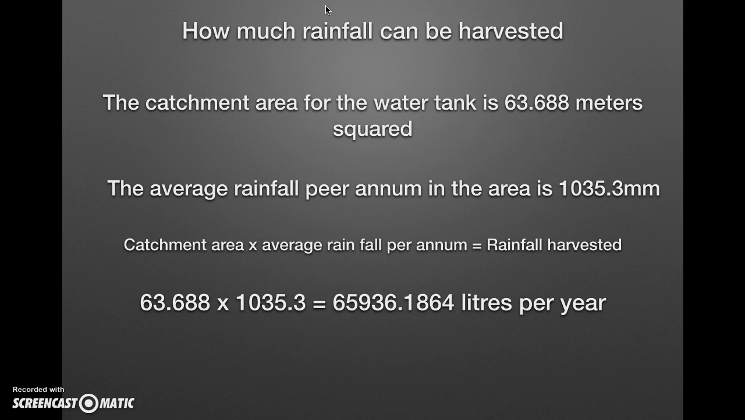How much rainfall can be harvested? Catchment area for the water tank is 63.688 metres squared, and for every 1 square metre, a litre of water can be harvested per millimetre of rainfall height. If we calculate the amount of water that can be harvested by timesing the total catchment area, 63.688 metres squared, by the average rainfall per year, 1,035.3 millimetres, this gives us an answer of 65,936.1864 litres per year that can be harvested.